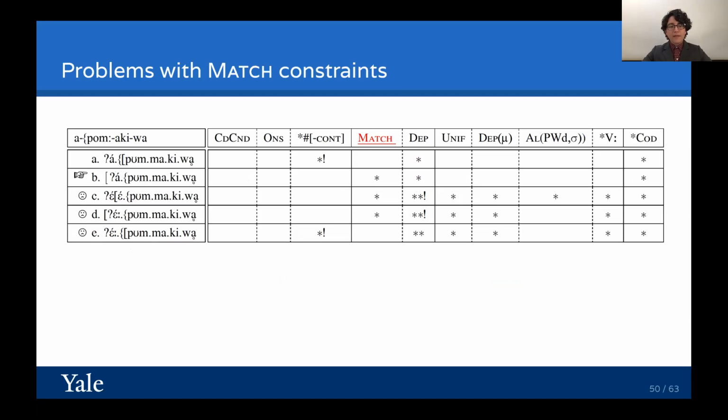The problem with these is that they either violate the match constraint itself or the higher ranked positional markedness constraint, in addition to many of the same constraints that we saw before. And all of these are harmonically bound. So the candidates C and D are harmonically bound by candidate B, and candidate E down here is harmonically bound by candidate A. So there is no re-ranking that we can resort to in order to get C, D, or E to be the optimal candidate here.